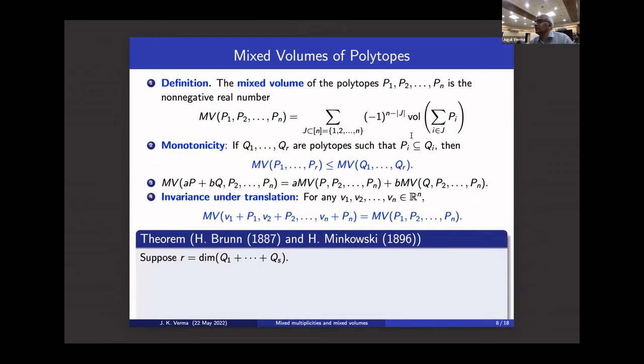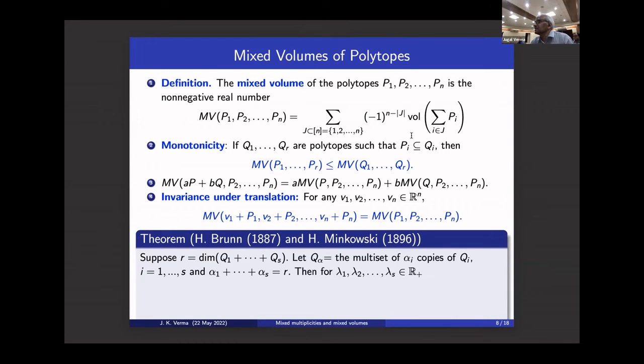This is a classical theorem of Bernstein and Minkowski, proved in 1896 and 1887 independently. Suppose I take Q1 up to Qs, these are polytopes, and I take their Minkowski sum, and R is the dimension. When you take Minkowski's sum, the dimension can increase. If I take, say, one segment on the x-axis and another line segment on the y-axis, then the Minkowski's sum is a polygon. So the dimension is 2 in that case. So dimension can increase if you keep on adding these polytopes. So suppose R is the dimension of the Minkowski's sum of S polytopes, and let Q alpha be the multiset.